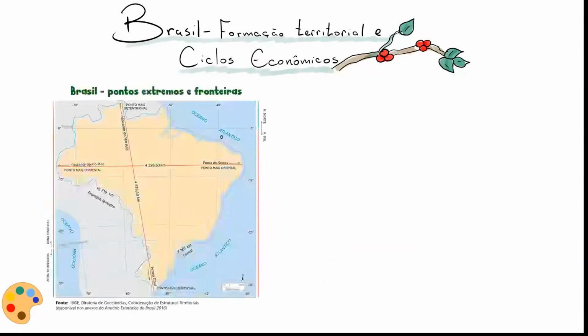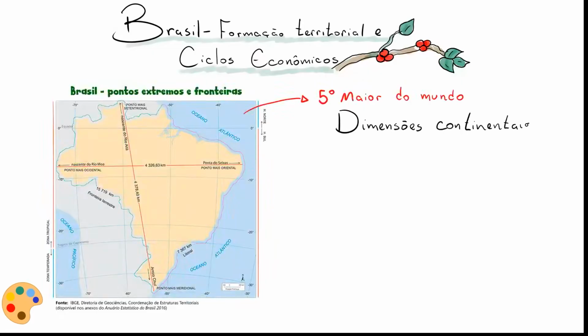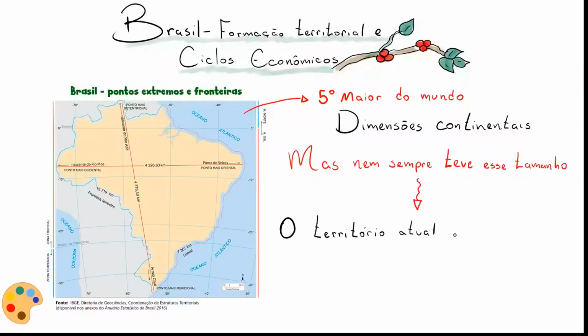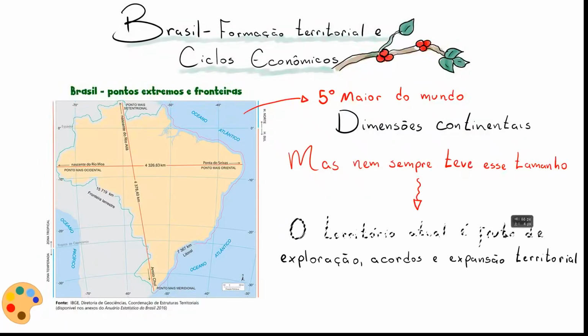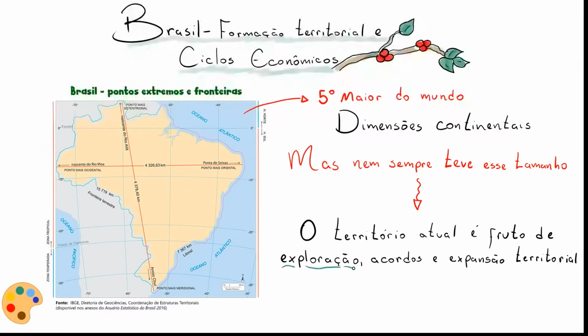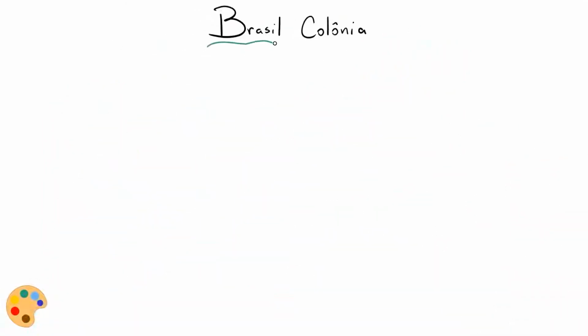Well, to start things off, as you know, Brazil is a country of continental proportions, the fifth largest country in the world. However, the country didn't always have these dimensions. Our current borders are the result of territorial exploration, expansion agreements, and also countless economic activities, right? Economic cycles that help the country expand inland. The sum of all these factors helps us understand how Brazil reached the dimensions it has today.